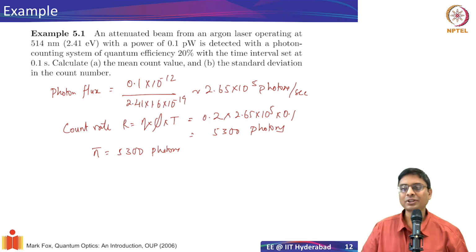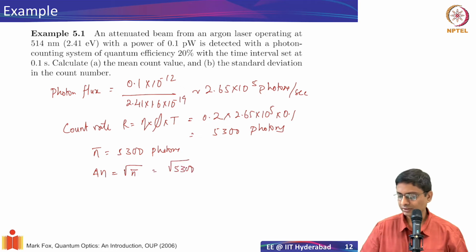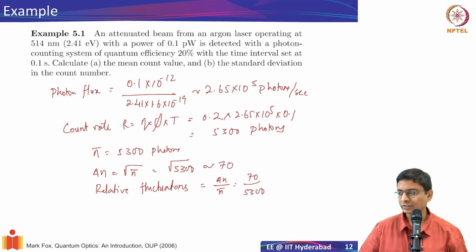Alright. Standard deviation of the count. How much? You are assuming a Poisson distribution, and the standard deviation delta n is simply going to be the square root of n bar. So that's going to be the square root of 5300, approximately 70. If I look at the relative fluctuations, delta n divided by n bar, that's going to be 70 divided by 5300, which is about 1 over 70.